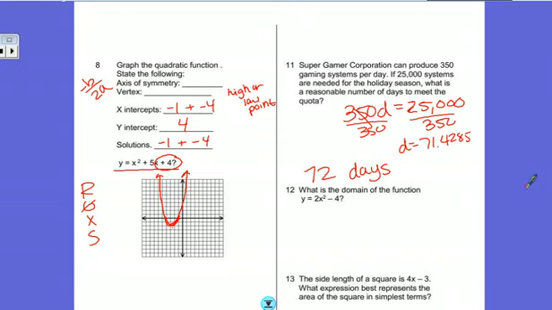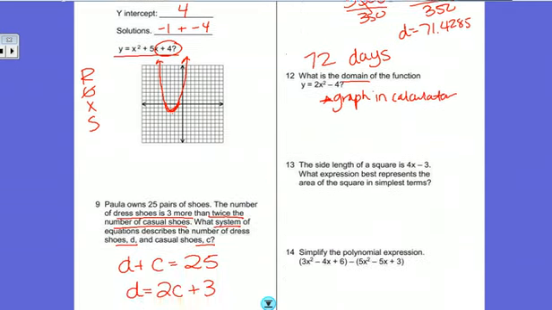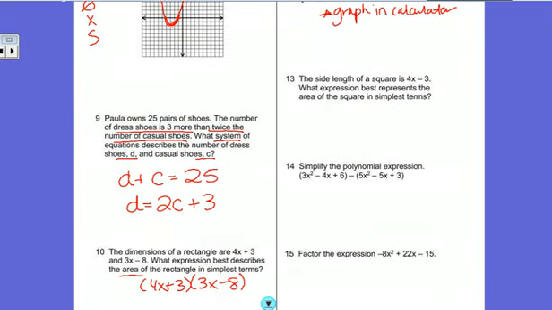Alright. For number 12, you have your answer on the answer key. But what I would tell you is to graph this in the calculator. And then remember, domain is from left to right. So just see from left to right what it is. Okay?